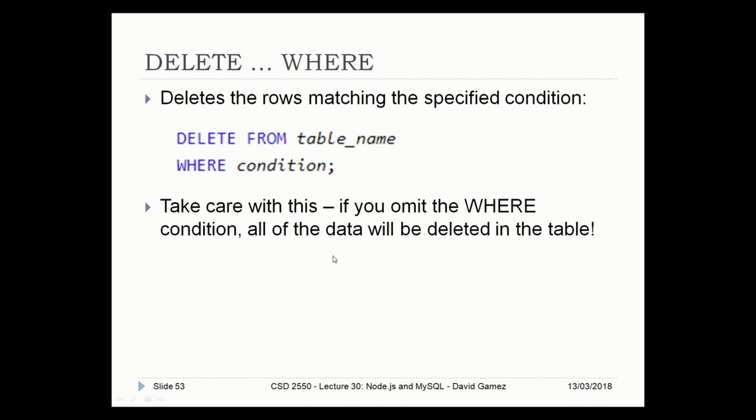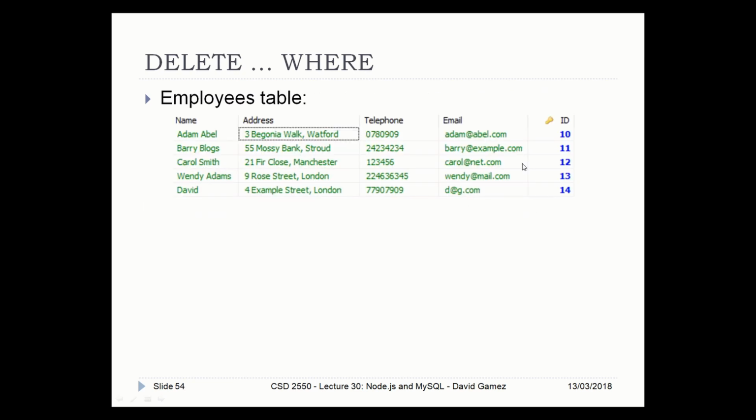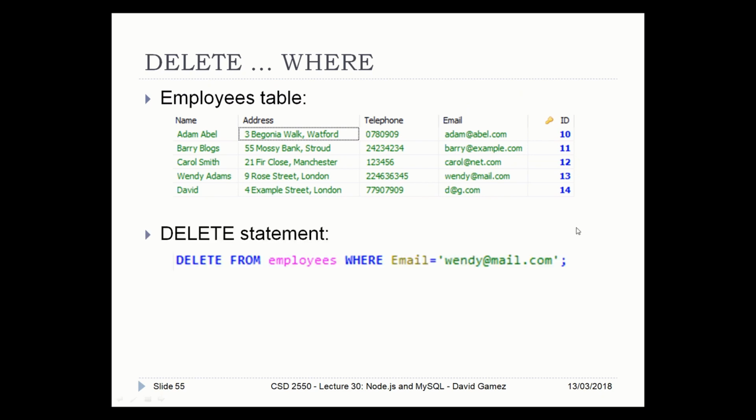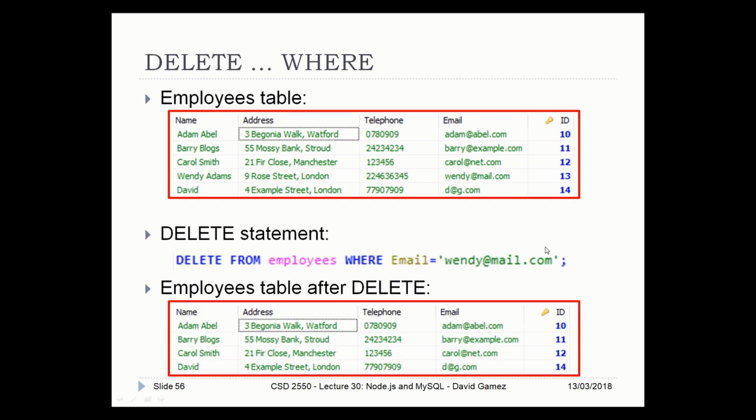Okay, then we've got delete statements, also handy, which delete the rows matching the specified conditions. So we have delete from table name where condition. You must be very careful with this because if you omit the where, delete from table name would just delete everything in the table, and that's not often convenient. So you have the employees table. If we do delete from employees where email equals wendy@mail.com, it's picking out all the rows where the email is wendy@mail.com and deleting them, and you can see that the Wendy Adams row has been deleted from the table and no longer exists down here.